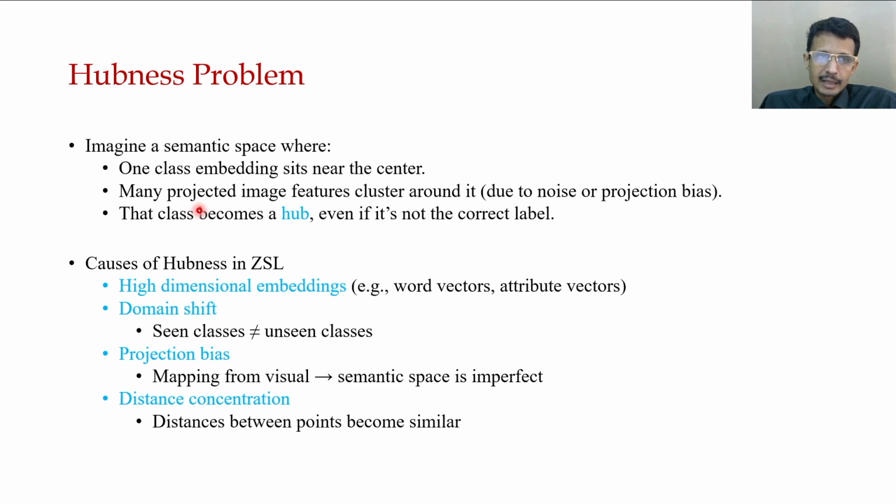That creates the hubness problem. Now imagine a semantic space where one class embedding sits near the center. Many projected image features cluster around it due to noise or projection bias. That class becomes a hub, even if it's not the correct label. The causes of hubness in the dataset are high dimensional embeddings, attribute vectors, and domain shift. There is some projection bias in mapping from visual to semantic spaces, and distance concentration: the distances between the points become similar.